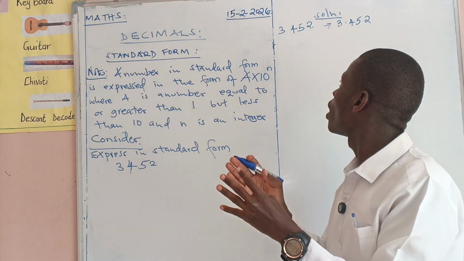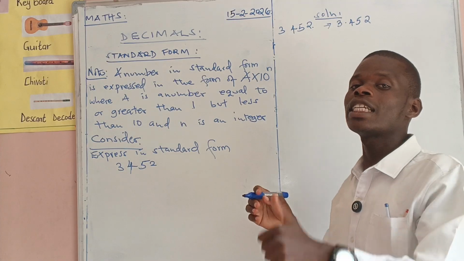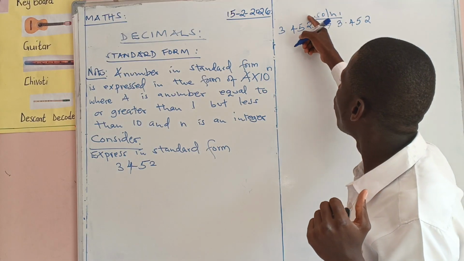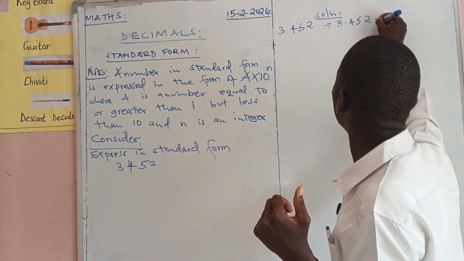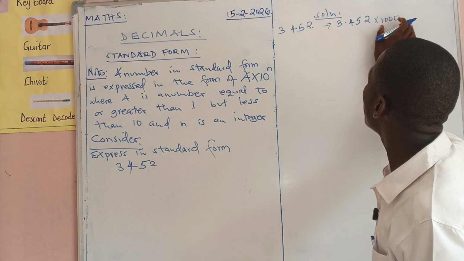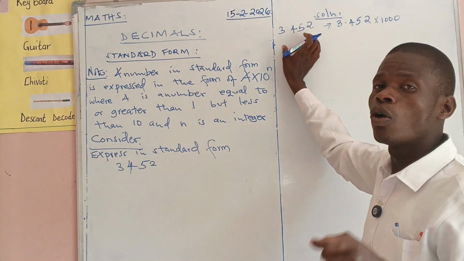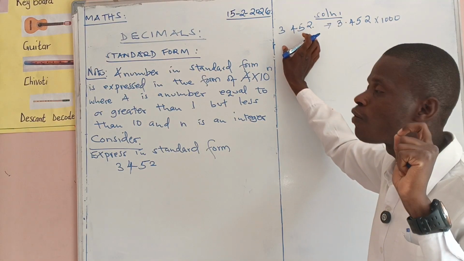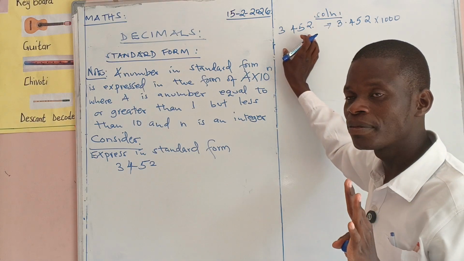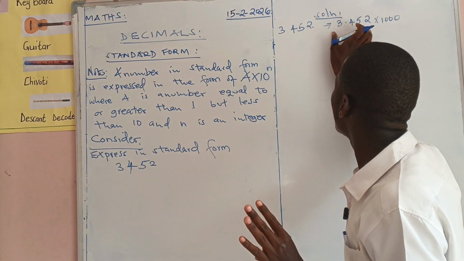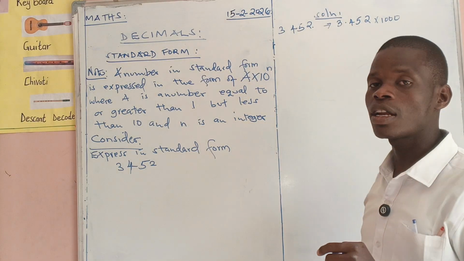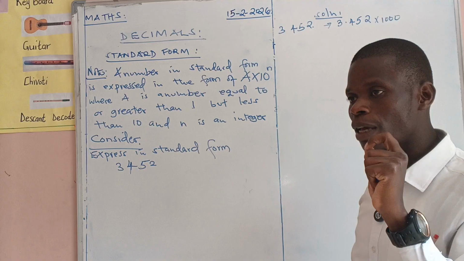Then ask yourself, what can I do in order to get back to my number, which is 3,452? I multiply by 1,000. If I multiply by 1,000, I'll get this number. So ensure that if you are expressing your numbers in standard form, the value of the number remains the same. Don't interfere with the value of the number. If I take 1,000 and multiply by 3.452, I'll get 3,452. That is step 1.